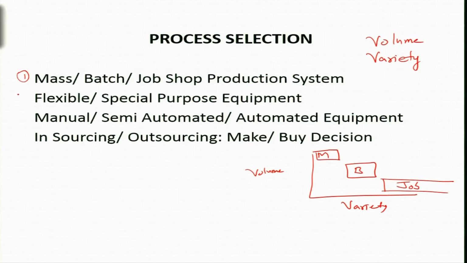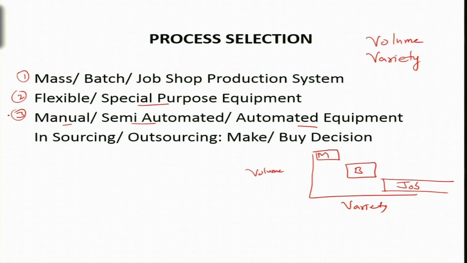Second important thing to keep in mind is whether I should go for special purpose equipment, general purpose equipment or flexible equipment. Again, depending upon how much variety you have to produce: if the variety is very less, you can go for special purpose equipment without much flexibility, meant for only one type of product. If you have to create a variety, go for a flexible manufacturing system. Third dimension, which will be influenced by the volume: manual, automated or semi-automated.